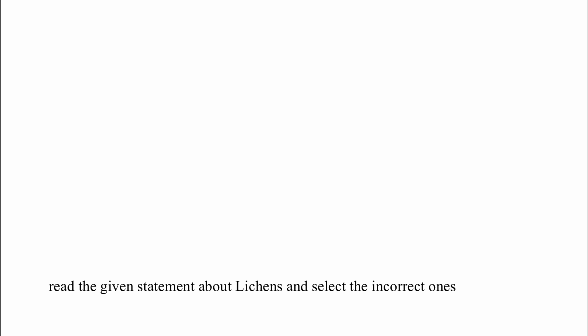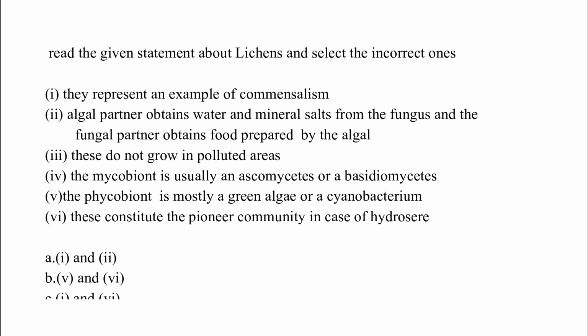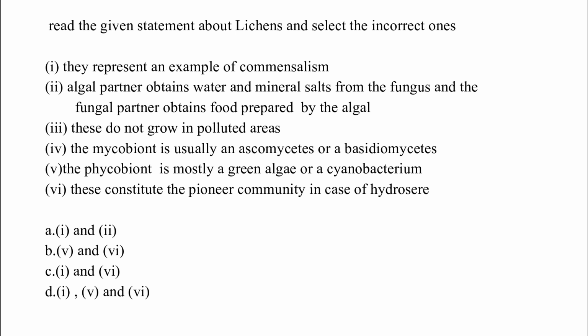Read the given statement about lichen and select the incorrect one. I. They represent an example of communalism. II. Algal partner obtained water and mineral salt from fungus, and the fungal partner obtained food prepared by the algal. III. These do not grow in polluted areas. IV. The mycobiont is usually an ascomycetes or a basidiomycetes. V. The phycobiont is mostly a green algae or a cyanobacterium. VI. These constitute the pioneer community in case of hydrosere. The correct answer is option C, which is I and VI are the incorrect ones for the lichen.